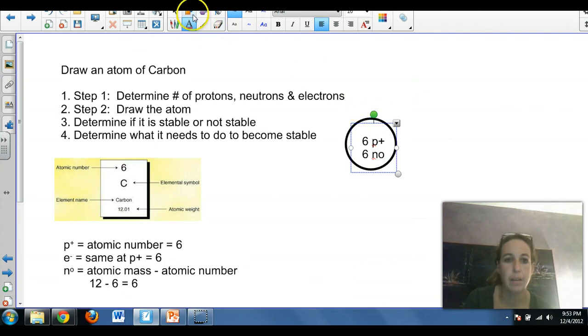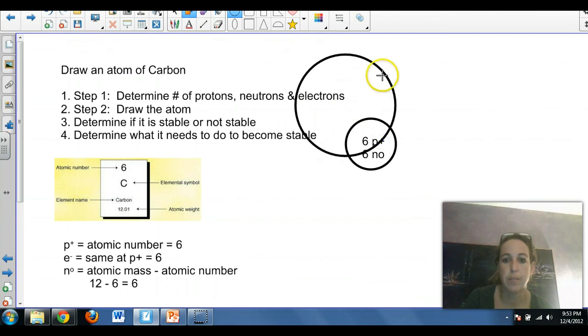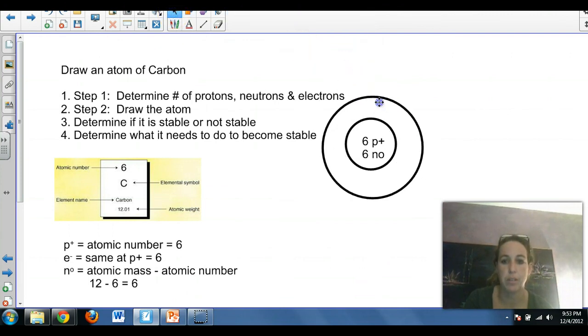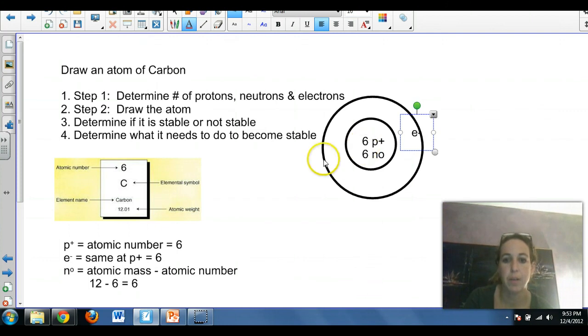And then the next thing are my electrons. And like we said before, the first shell of electrons can hold 2 electrons. So I will put 1 electron here, and then I'll put another one over here. So they're usually found on opposite sides of the atom.